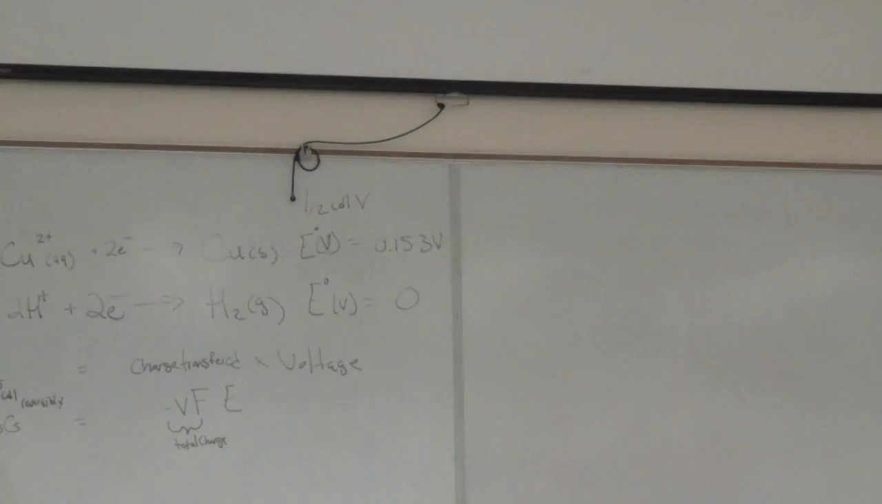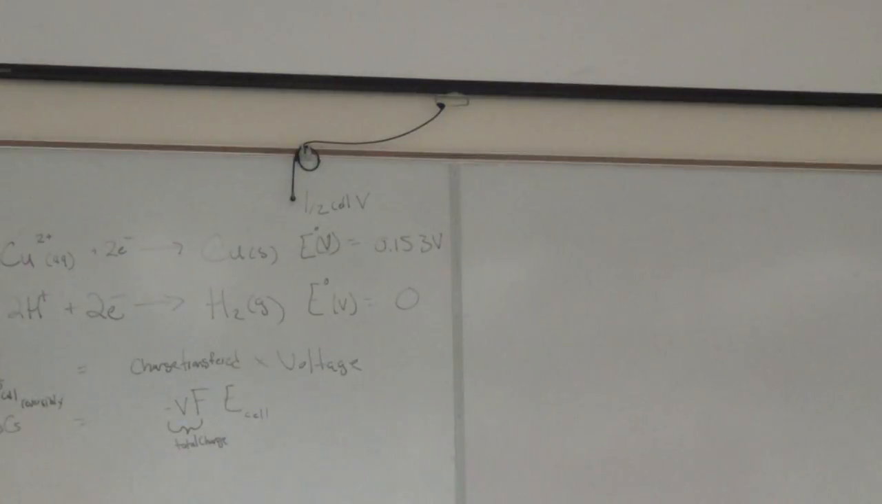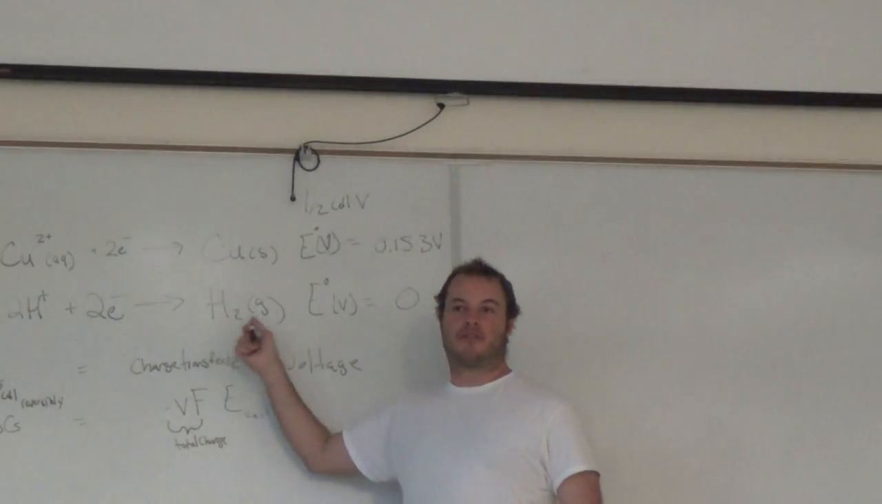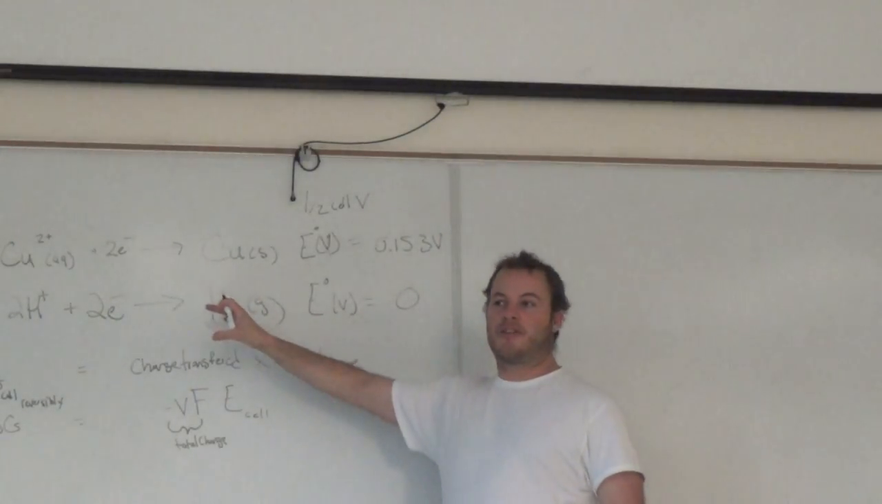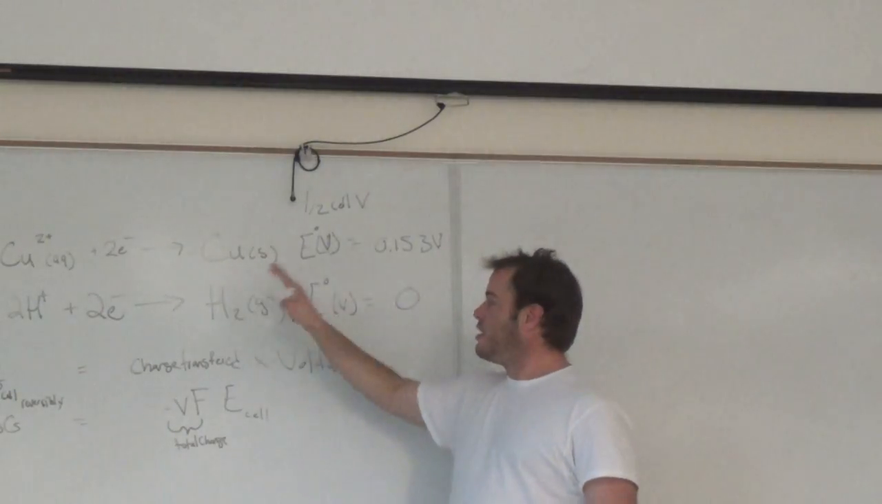We know that for spontaneity, delta G has to be negative. Therefore, the E of that cell has to be positive. The E of the cell is the combination of the E of the two half cells. And so when you're running these reactions, you've got to ask yourself, first of all, no two half cells that are combined together are both going to be written as the reduction, right? One will be oxidized, one will be reduced. And so you'll have to flip one.